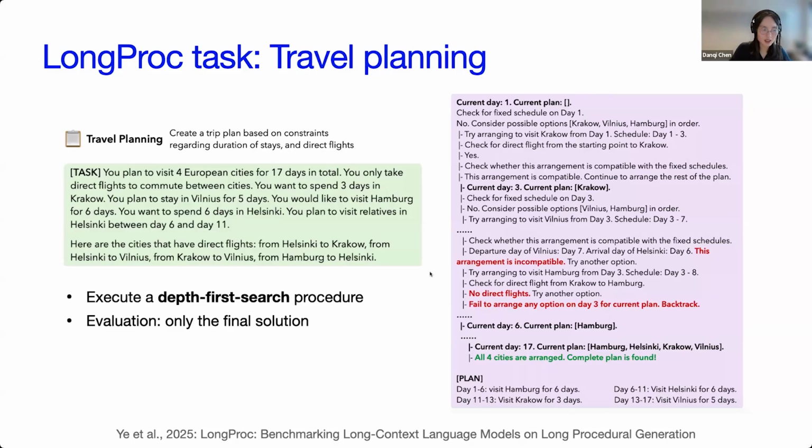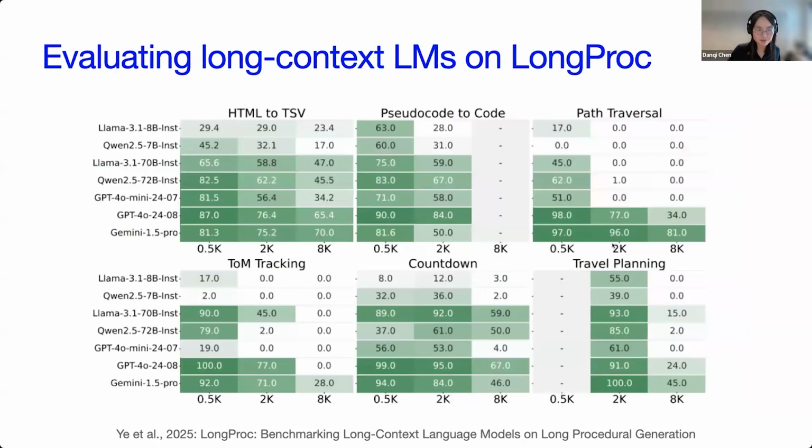And very similar to countdown, we want the model to execute a depth-first search procedure, basically try to decide what should be the next city to visit and how many days this person should visit this city, and also check whether the constraints have already been met until it actually reaches the final solution. Okay, so now you probably get the idea of what I mean by long procedure generation. You can also see that all these different tasks have different levels of difficulty. And they're also very easy to evaluate because all the output can be pretty deterministic, and we can use rule-based evaluation metrics to check.